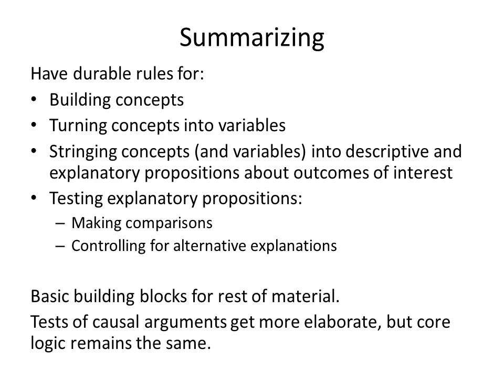Summarizing the material thus far, then, we have very durable, long-standing rules in the social sciences for building concepts, turning those concepts into variables, that is, measuring those concepts, stringing concepts together to make descriptive and explanatory propositions about the world, and then testing those causal or explanatory propositions by making comparisons, and then later, as discussed in chapter 4, by controlling for alternative explanations while making comparisons.